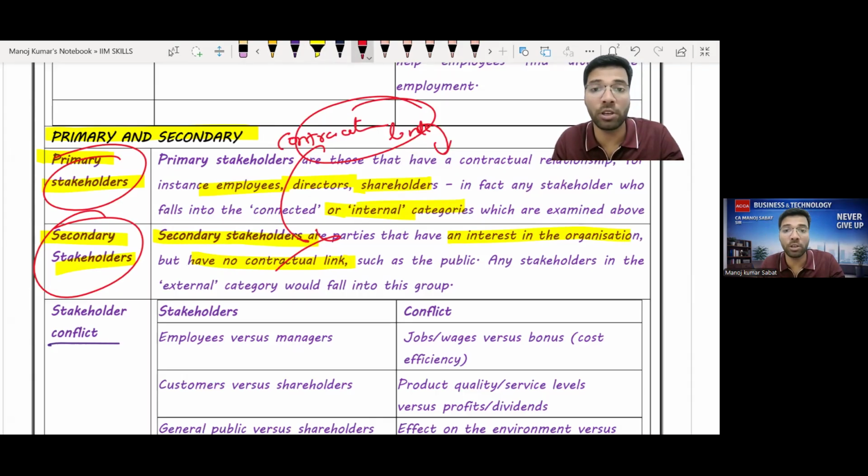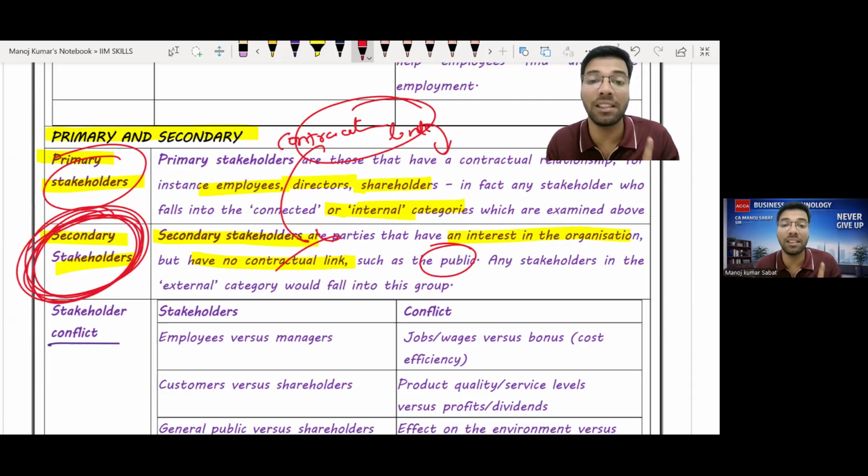For example, employees enter into a contract with the company. Board of directors enter into a contract with the company. Shareholders enter into a contract with the company, isn't it? Secondary stakeholders don't have a contractual link, like government, which doesn't have any contract with the companies. The public at large does not have any contract with the companies, researchers don't, labor unions don't. So they come under secondary stakeholders.